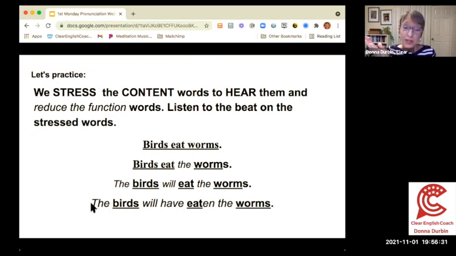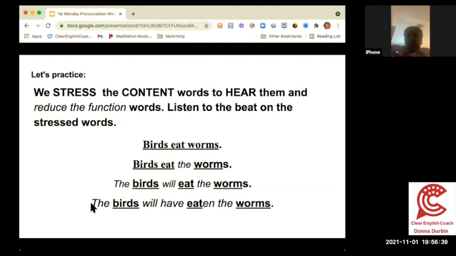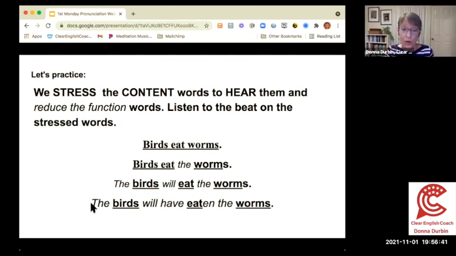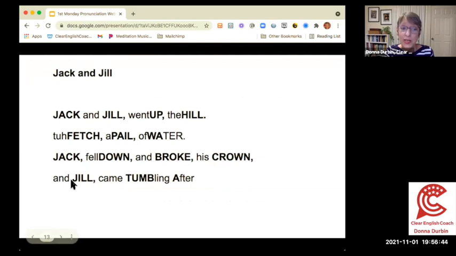So this has got rhythm too. If you hear it: birds eat worms. Birds eat the worms. The birds will eat the worms. The birds will have eaten the worms. Eat is on the main word. And the reason that's important is because we do have a rhythm. So we're running out of time, but I'm going to tell you that nursery rhymes are what our children grow up playing, because they have this kind of rhyme and rhythm. Jack and Jill went up the hill to fetch a pail of water. Jack fell down and broke his crown, and Jill came tumbling after. This is how they learn to practice articulation and rhythm.